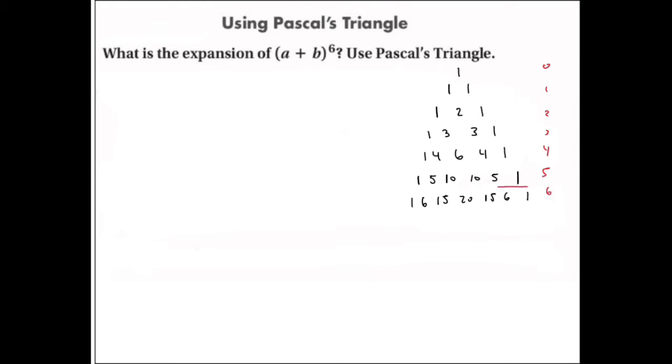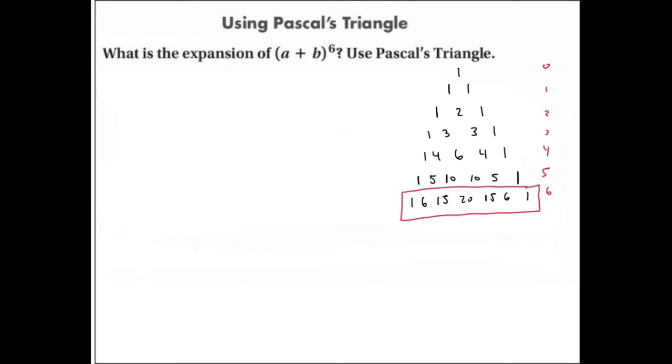So in this problem, it's asking us, what is the expansion of a plus b to the 6th power? Use Pascal's triangle. And so what we're going to do is use Pascal's triangle to expand this binomial. So we're going to list out Pascal's triangle through row 6 and then go from there. So I'll go ahead and write it 1, 1, 2. And so in this case, I see that we've got row 0, 1, 2, 3, 4, 5, 6. So this is the row we're going to use.